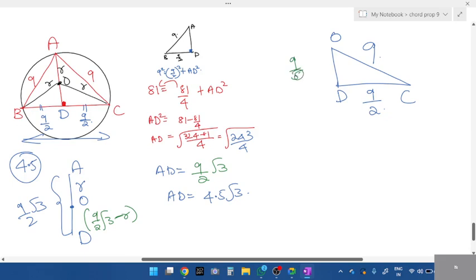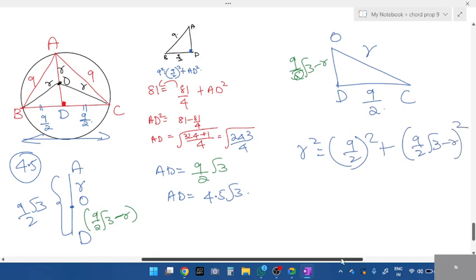9 by 2 root 3 minus r. Apply Pythagoras theorem. What is Pythagoras theorem? 9 square is equal to... okay, OC is r, correct. OC is r. Yes, apply Pythagoras theorem. r square is equal to 9 by 2 the whole square plus 9 by 2 root 3 minus r the whole square.